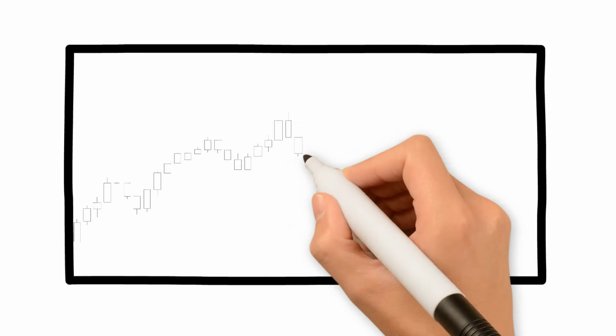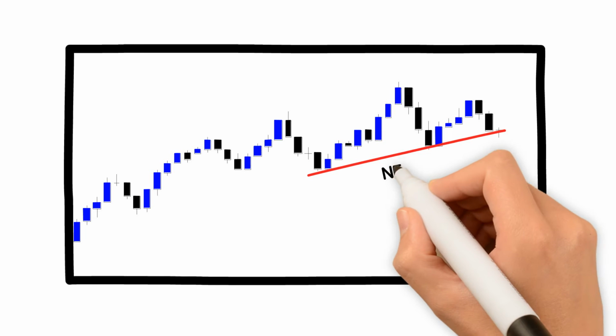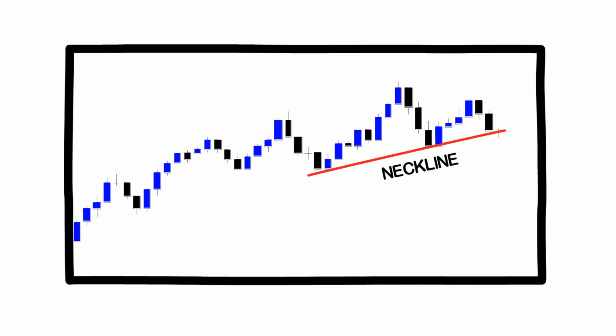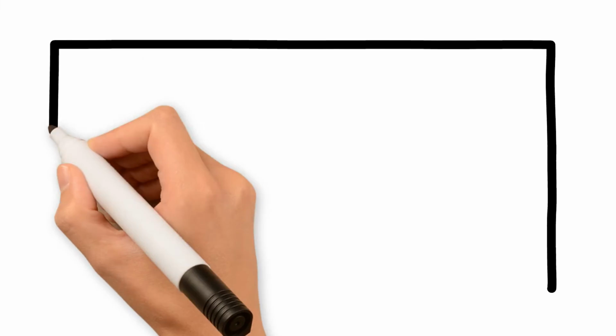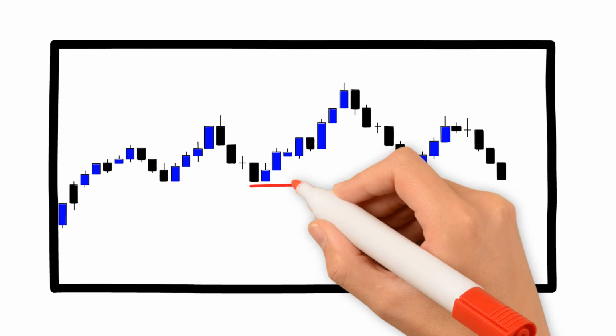This type of pattern can produce three different necklines. The first one is a neckline with a rising slope. This type has the largest probability of failing the pattern as the price is still trending upwards, creating higher highs and higher lows. The second type is a horizontal neckline.